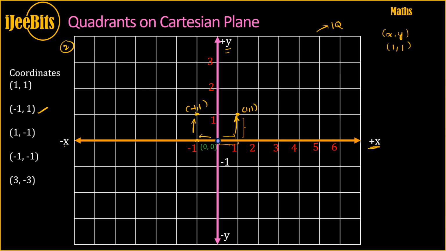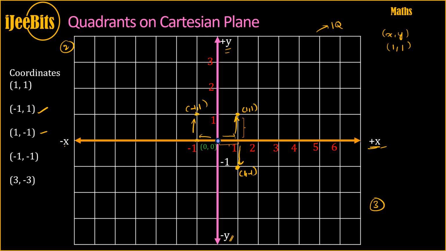Similarly, you see this one, (1, -1): x positive and y negative. That means it lies in this quadrant. In this quadrant, I have to travel positive x one unit, and then in the y direction, negative y is downwards, one more unit. So my point would be this one, which is (1, -1).